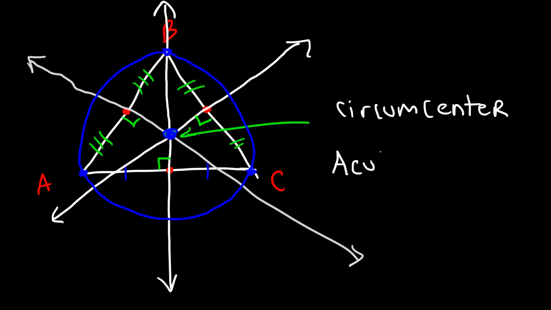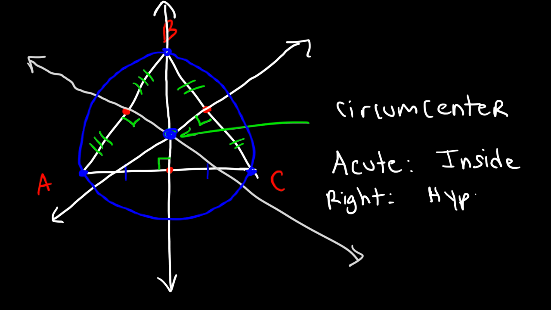So what you need to keep in mind is that the circumcenter lies on the inside of an acute triangle. For a right triangle, it lies on the hypotenuse. In fact, it's on the midpoint of the hypotenuse of the right triangle. And for an obtuse triangle, the circumcenter is located outside of the obtuse triangle. So let's look at a right triangle.